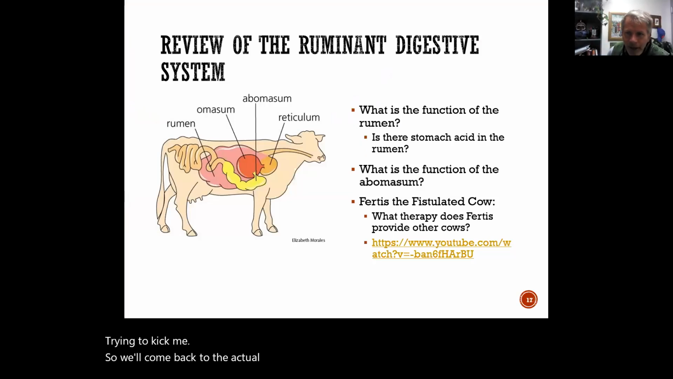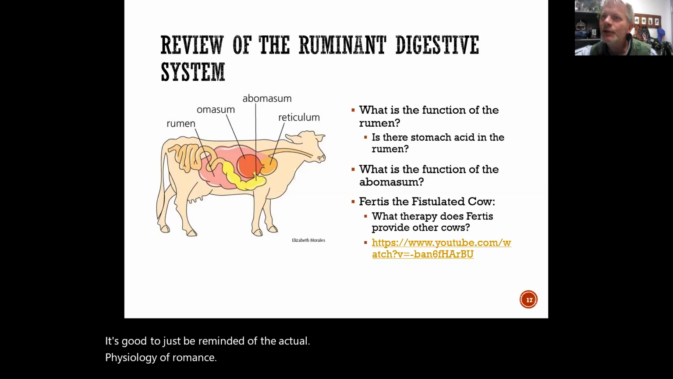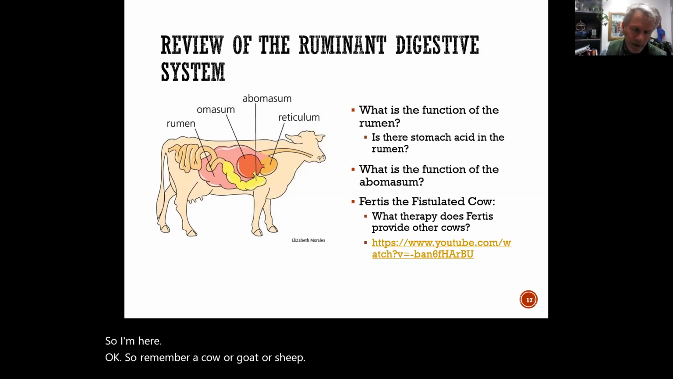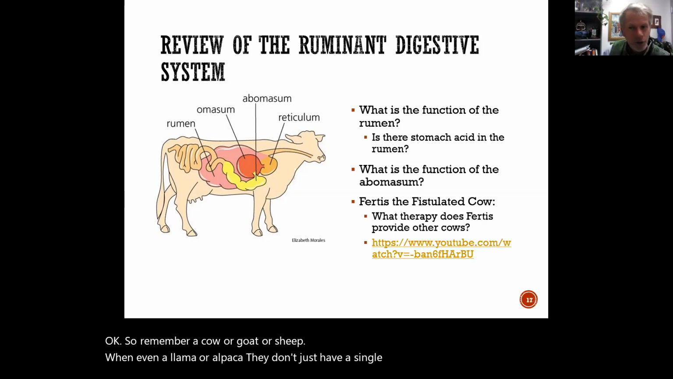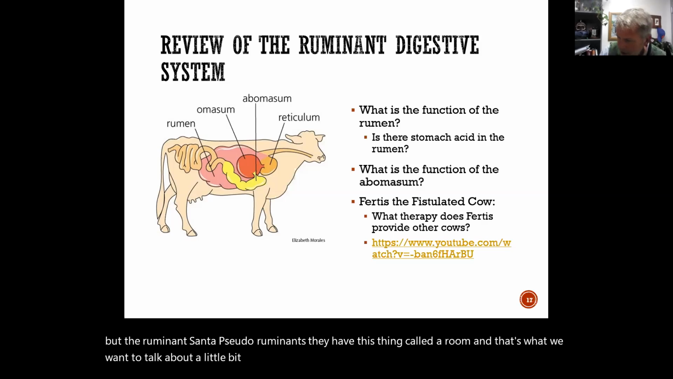First, I think it's helpful to be reminded of the actual physiology of ruminants. So hold on here. Okay. So you remember a cow or a goat or a sheep, and even a llama or alpaca, they don't just have a single stomach. A horse does, a rabbit does, but the ruminants and the pseudo-ruminants have this thing called a rumen, and that's what we want to talk about a little bit because it'll help us understand what's going on here.